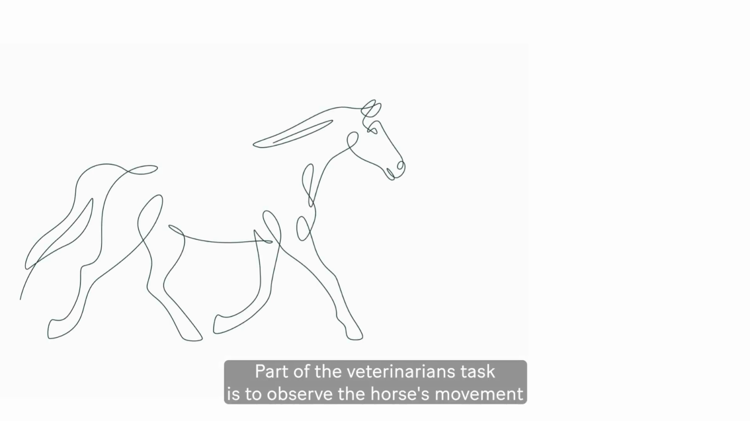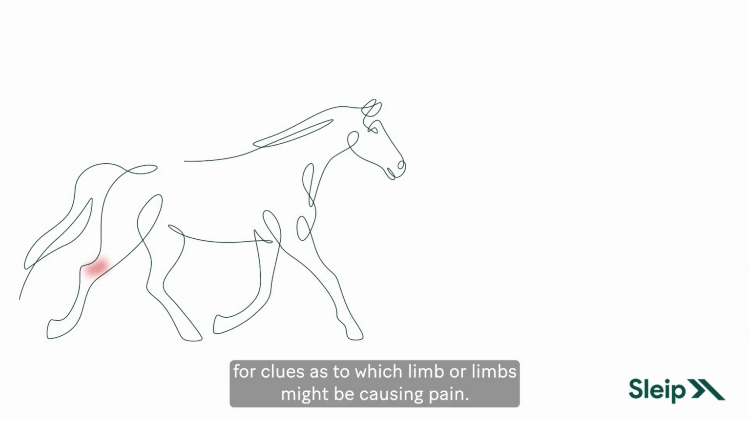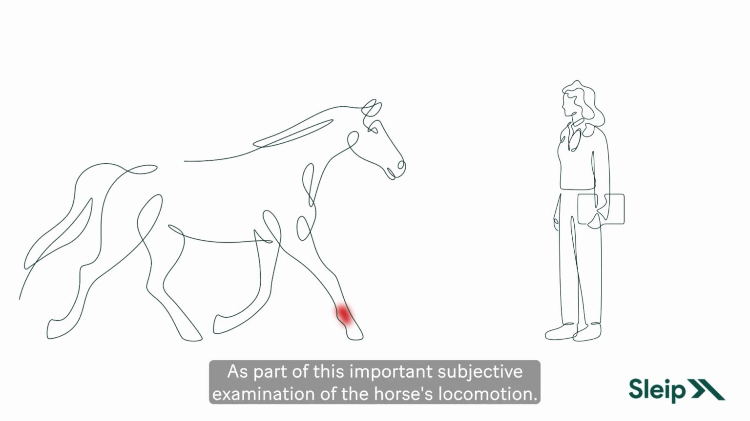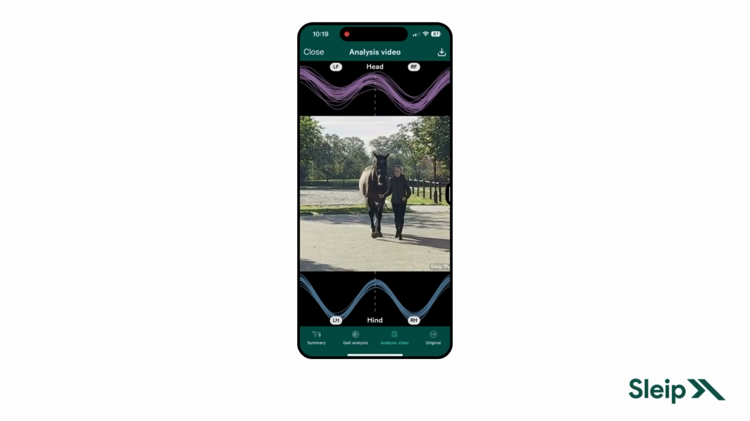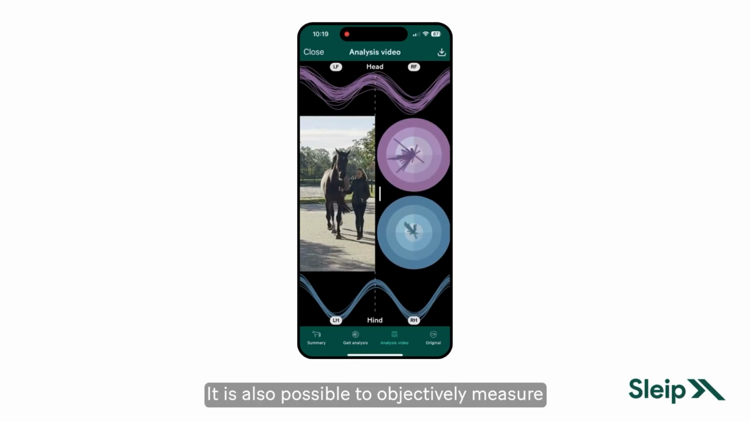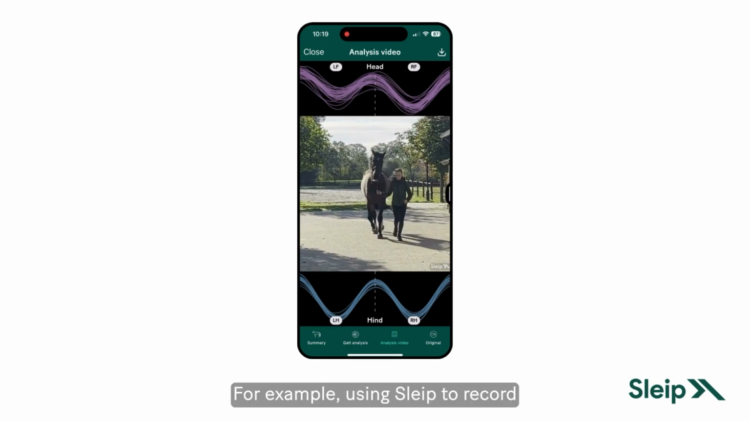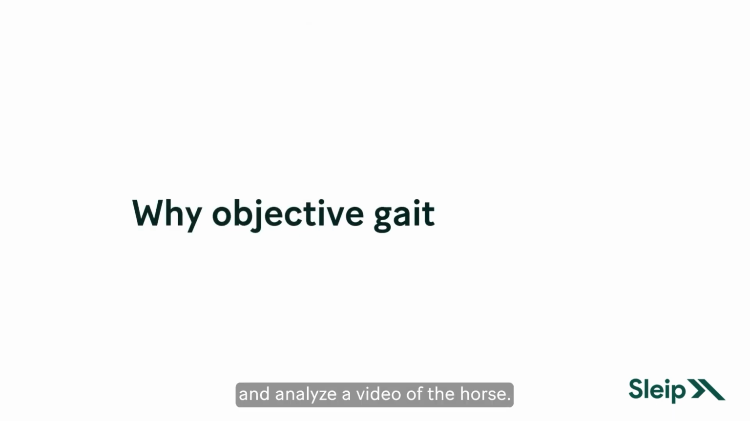Part of the veterinarian's task is to observe the horse's movement for clues as to which limb or limbs might be causing pain. It's no small feat. As part of this important, subjective examination of the horse's locomotion, it is also possible to objectively measure and quantify the movement using gait analysis technology. For example, using SLAPE to record and analyze a video of the horse.